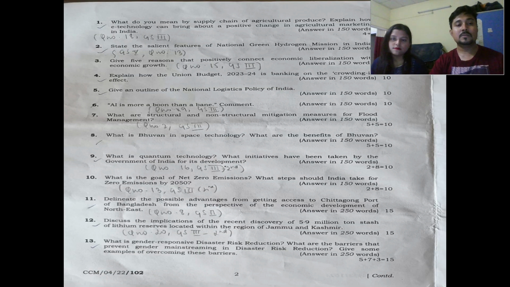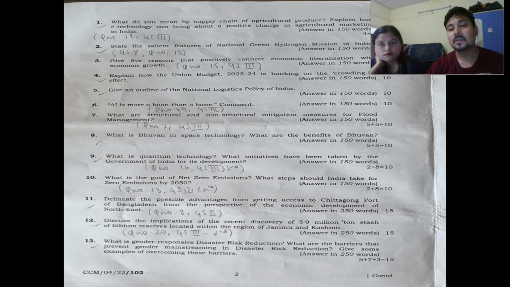So today's question is: delineate the possible advantages from getting access to Chittagong port of Bangladesh from the perspective of economic development of Northeast. So economic development of Northeast keneke impact koribo in reference to the Chittagong port of Bangladesh, etu apnalokok kobo karone koise, aru 15 markor bhitorot apnaloke likhibo lage 250 words or bhitorot.